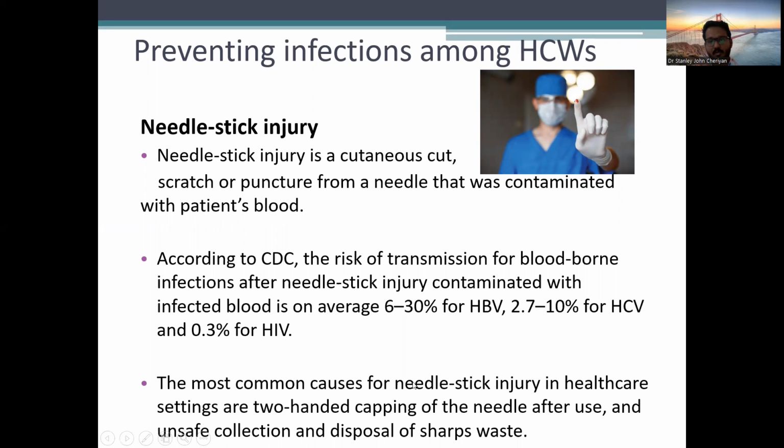The most common causes for needle-stick injury in healthcare settings are two-handed capping of needles. So you should take care of this. Always scoop the cap and close the needle. That alone will prevent a major number of needle-stick injuries. Then unsafe collection and disposal of sharps is also a major cause.